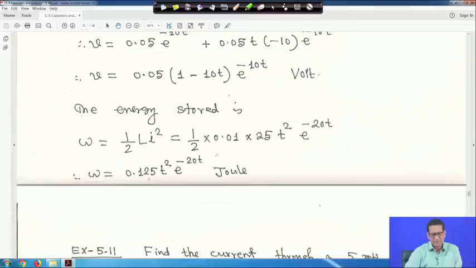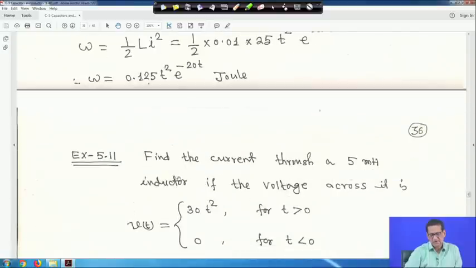Energy stored is half L i squared. So half L into i squared, that is 25t squared e to the power minus 20t. So it is basically 0.125 t squared e to the power minus 20t joules. So, this is a simple example.